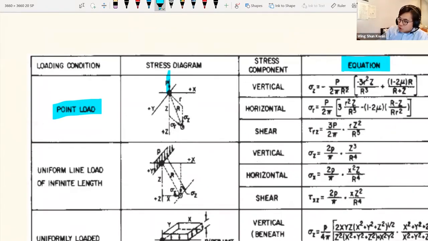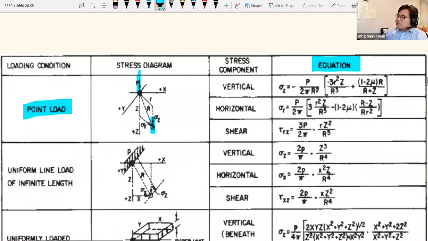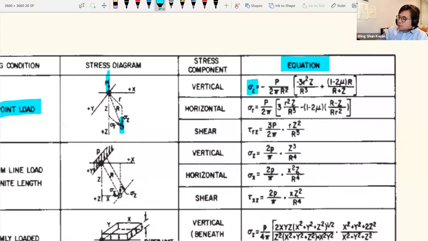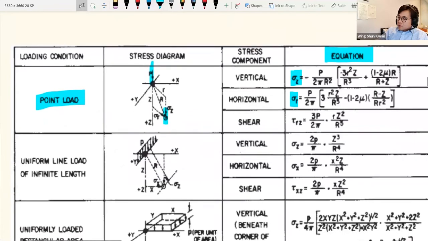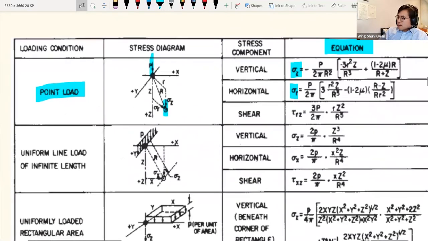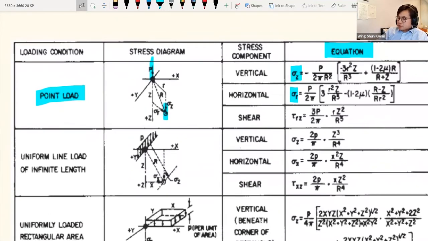If you want to find the stress at any depth below the ground, sigma z, and sigma r is the stress away from it laterally. You have a coordinate at the point load, so anywhere below and away from that point, you can find the stress with these equations: the vertical stress and the horizontal stress. So those are the equations for the point loading. We will talk about those equations specifically.